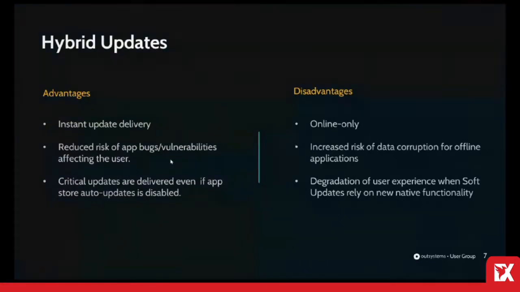And number three, and this might be a big one for particular requirements: critical updates are delivered even if the auto update feature is turned off. Some customers like to go into the App Store and disable the auto update capability. What that means is if you release a new app shell version into the App Store, it wouldn't be automatically downloaded. The user would have to open the Play Store and download it manually.